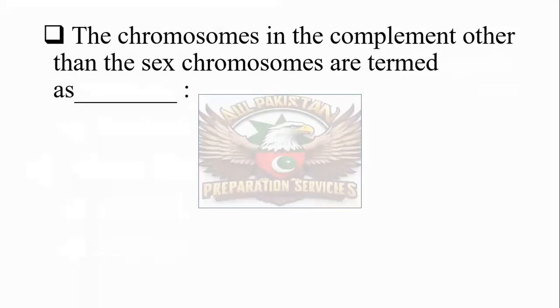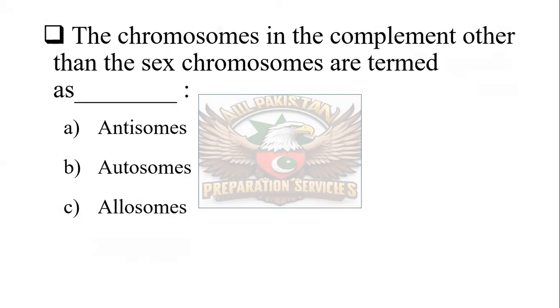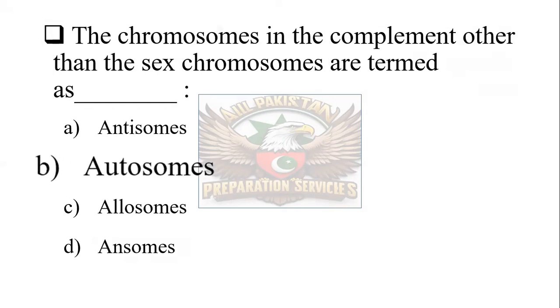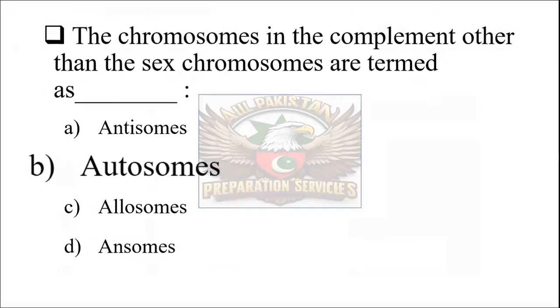Next question: the chromosomes in the complement other than the sex chromosomes are termed as antisomes, autosomes, allosomes, or anosomes. The correct one is autosomes. In the case of human beings, two are the sex chromosomes and the other 44 are the autosomes. The chromosomes in the complement other than the sex chromosomes are termed as the autosomes.